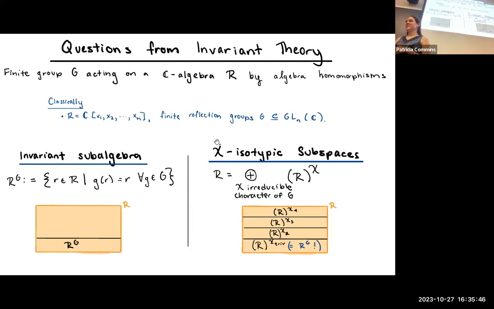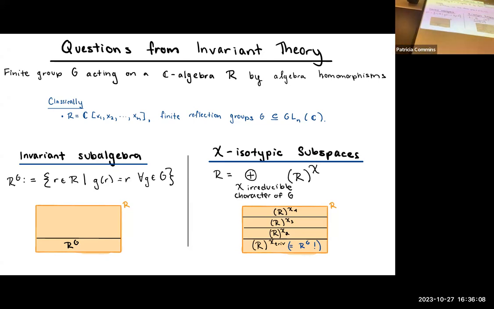isotypic subspaces. For reasons that will maybe become clear later on, I like to think of these algebras as rectangles, and the invariant subalgebra as this chunk at the bottom, which is just all the elements of your algebra that are fixed by everyone in the group.